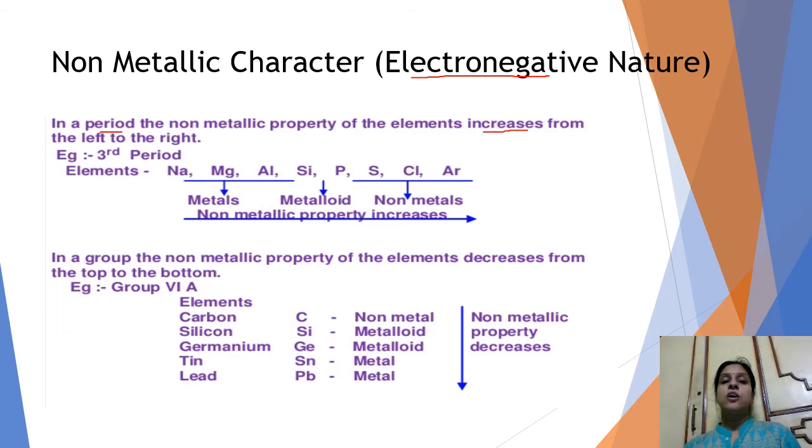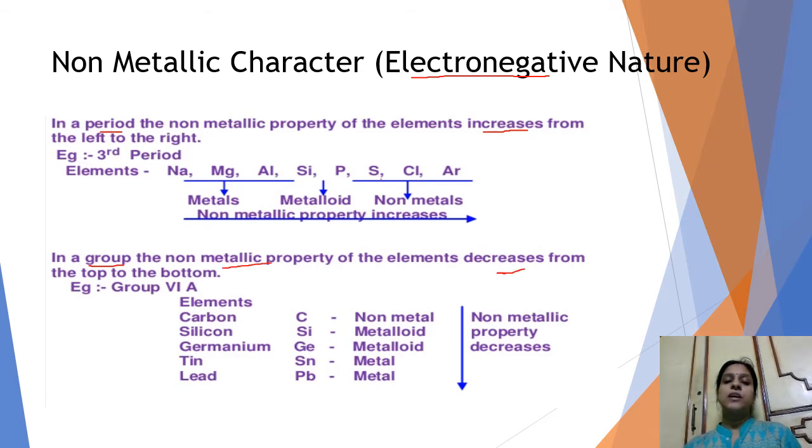As you can see, sodium, magnesium, aluminium here are metals, whereas from left to right, silicon and phosphorus show metalloid nature, whereas sulfur, chlorine, argon, all these are showing non-metallic nature. So from here we can say non-metallic character increases from left to right, whereas when we are talking about a group, then the non-metallic property of elements goes on decreasing.